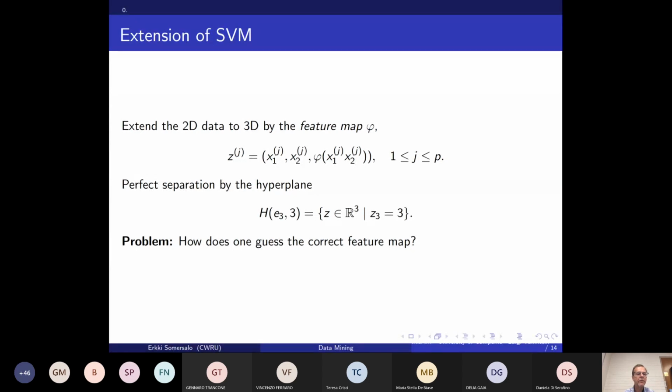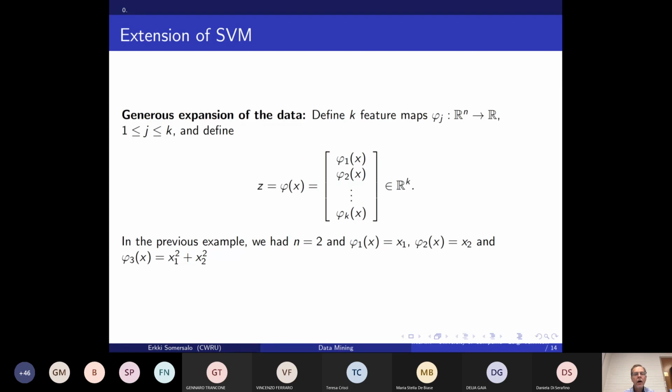The idea that I'm presenting here is somehow from the same family as generalized linear models. Since in general we don't know exactly what feature map phi we should use, we define a lot of feature maps, and then we let the algorithm decide which one of these feature maps it wants to use for separation. So that's the idea.